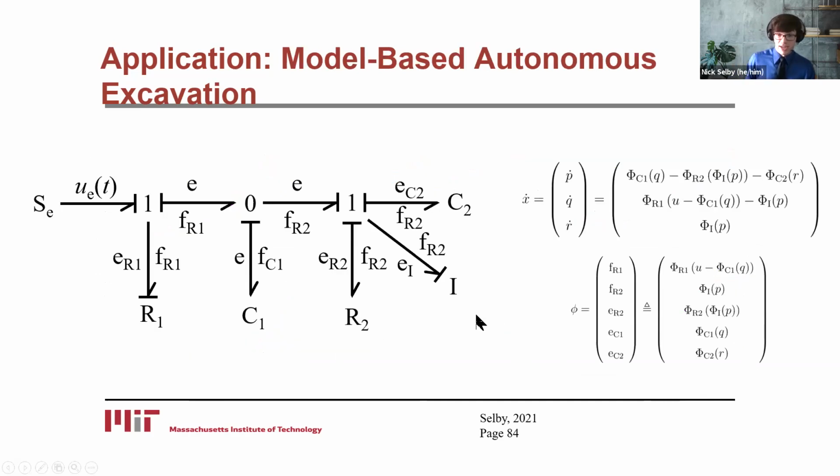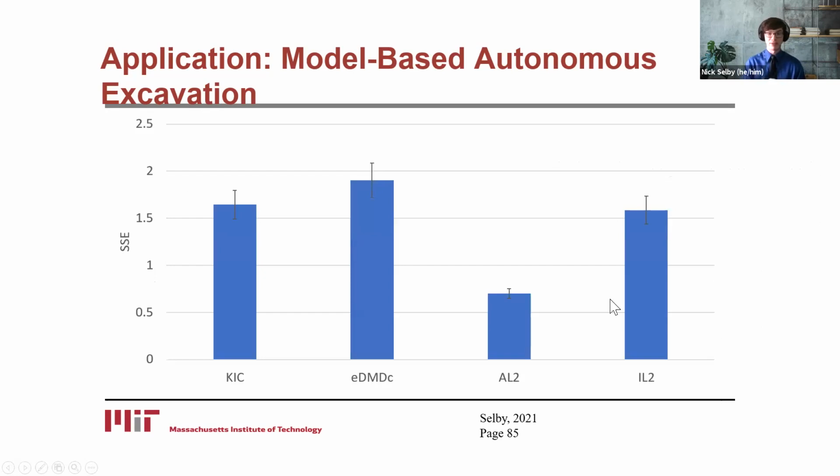I also designed a model-based autonomous excavation experiment so that I could test AL2 and IL2 on a version of the hydraulic excavator model in Professor Asada's original DFL paper. Here I show the bond graph of this model hydraulic excavator system, along with 3 states, that's P, Q and R, and 5 DFL auxiliary variables here. And just as before, I simulate the models 10 times given random input trajectories.